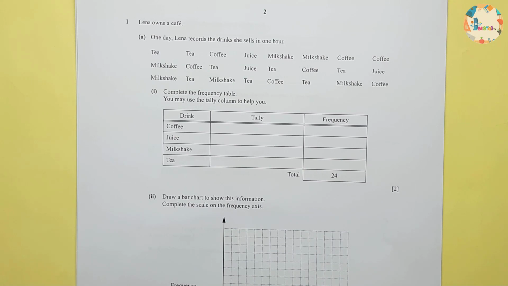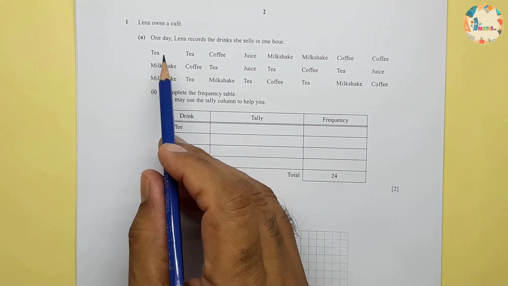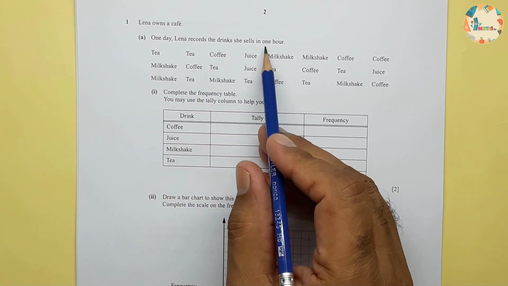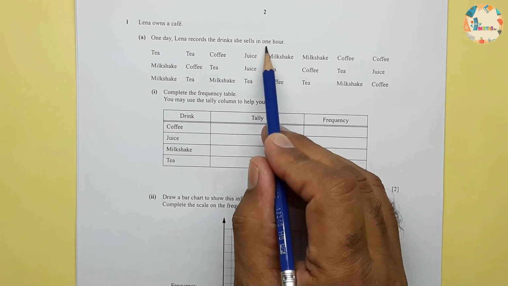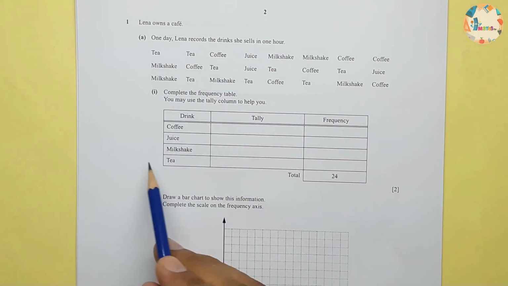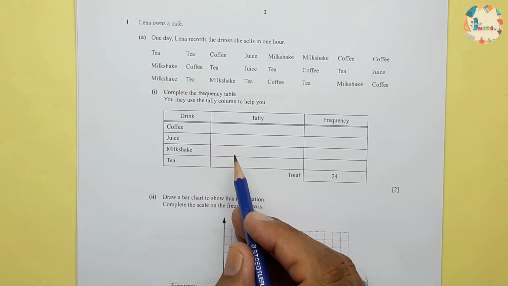Question number 1. Lena owns a cafe. One day Lena records the drinks she sells in 1 hour. So these are the drinks. A tally chart is provided. We have to record this in the tally chart.